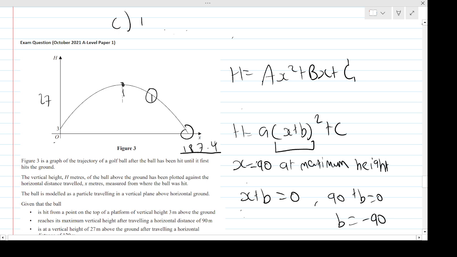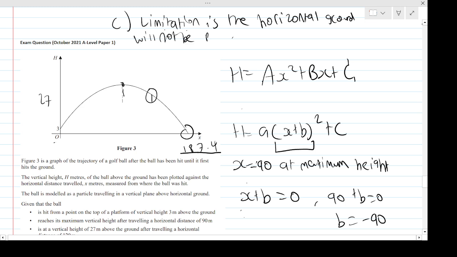So in reality, a limitation is simply that the horizontal ground will not be perfectly flat or horizontal. And that's your limitation, because the model assumes it is, in order to get this flat x-axis.